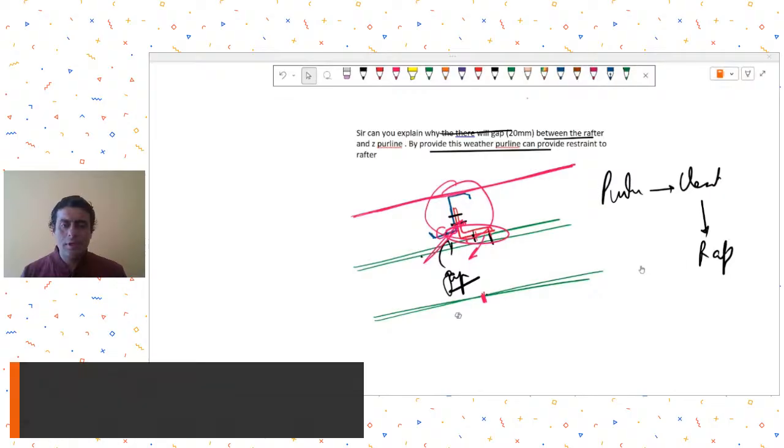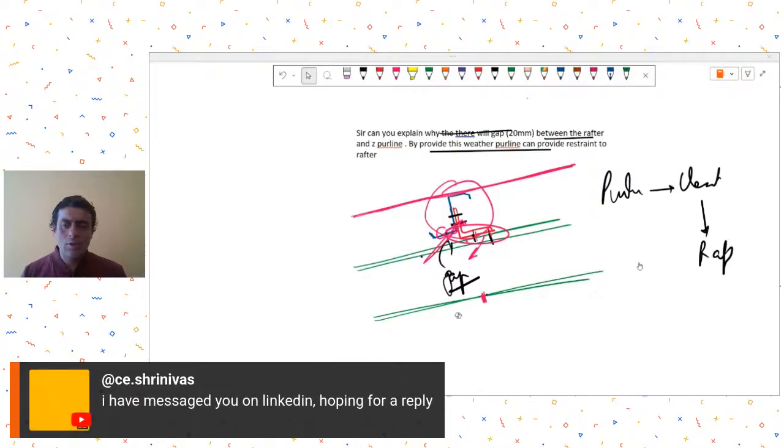CE Srinivas is saying, I have messaged you on LinkedIn, hoping for a reply. Let me check the LinkedIn messages. So Mr. Srinivas Deshmukh has sent one message.